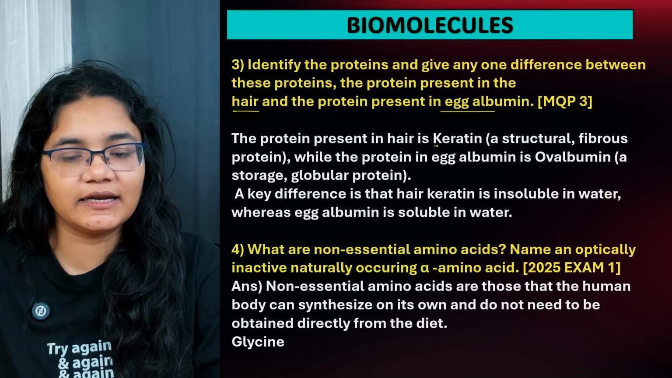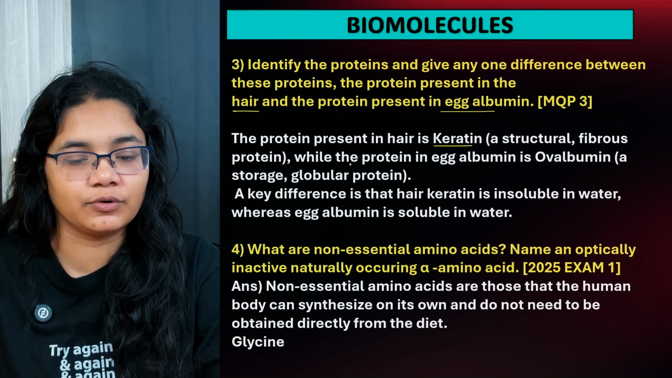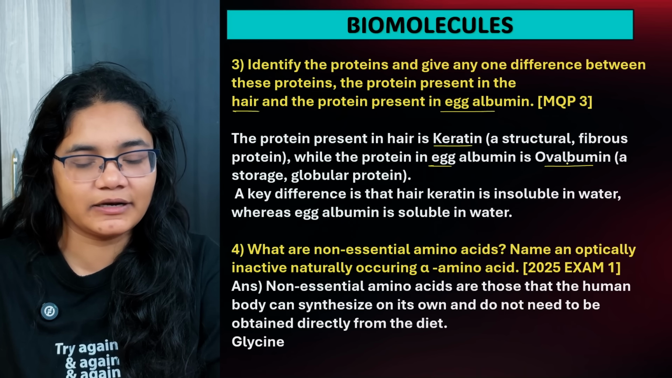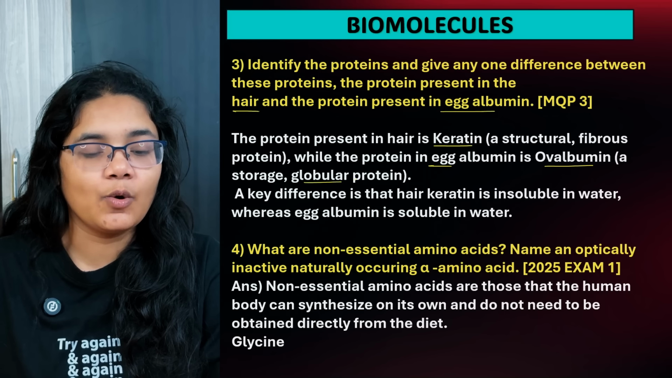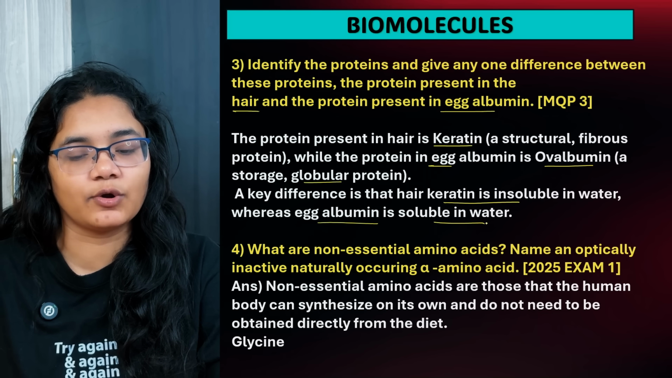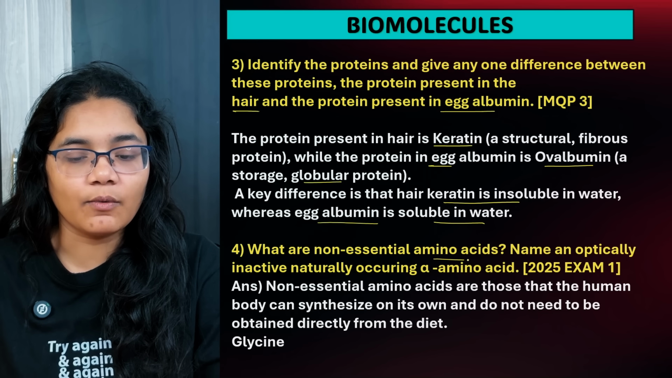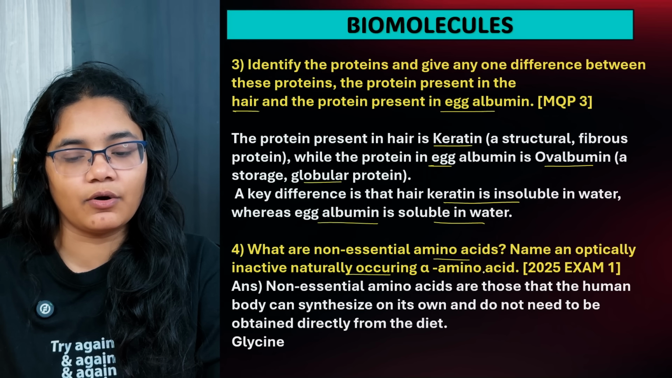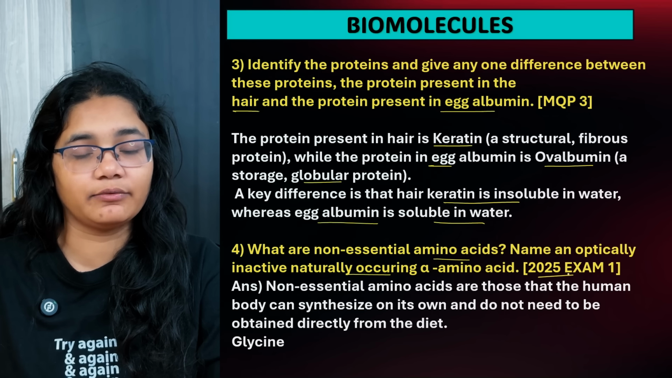So the protein present in hair is keratin, which is a fibrous protein, and the protein present in egg albumin is actually ovalbumin, or you can simply write albumin, which is a globular protein. What is the difference between them? Keratin is insoluble in water, whereas egg albumin is soluble in water. Next, what are non-essential amino acids, and name an optically inactive naturally occurring alpha amino acid. So this was in the 2025 paper.